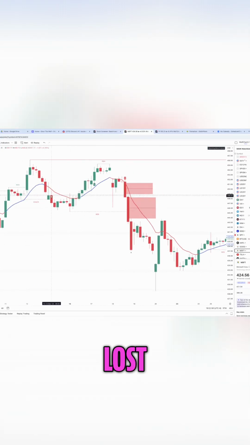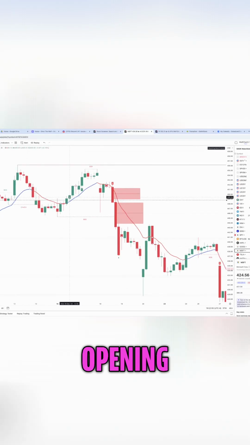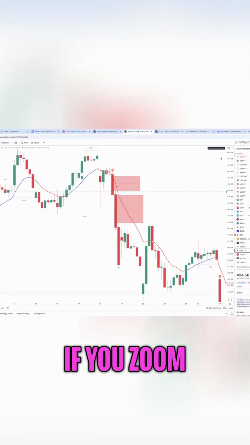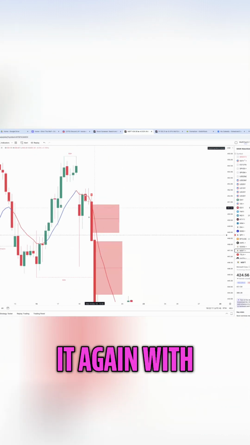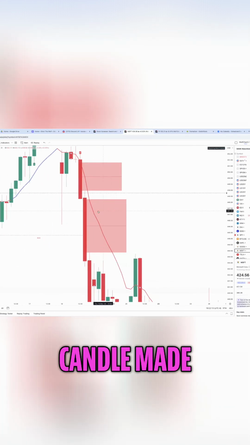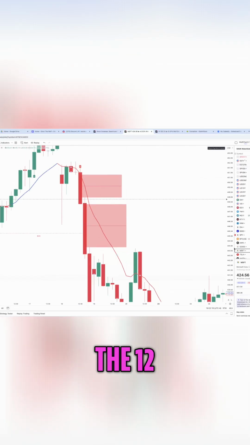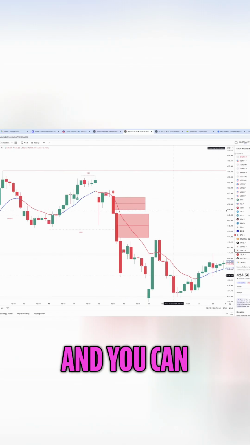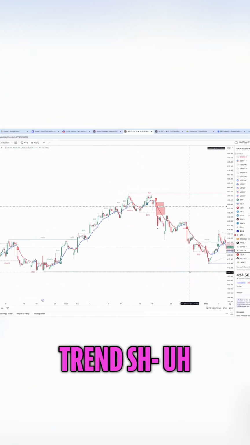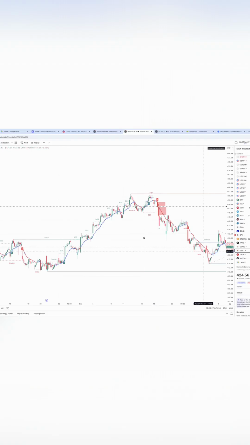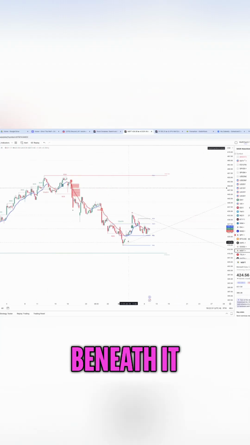So you see, we lost the 12 here and we dropped, and here we regained the 12 by opening and closing the candle above it. If you zoom in, you can see that wick is not touching it, and then we lost it again with, let me see what candle made the turn, this candle right here, open and close under the 12, and we got a nice drop. If you zoom out on this line, you can see the trend shifting back and forth off of us losing or keeping and holding above the 12 or falling beneath it, right?